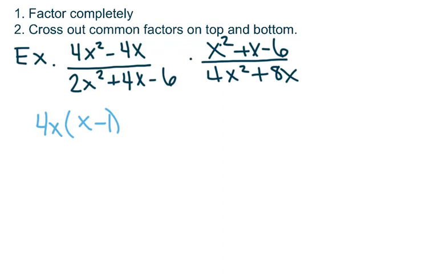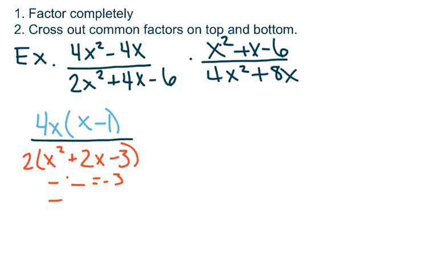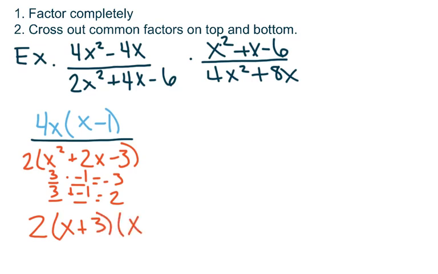Alright, and then for the first denominator, I'm going to do in red, I can automatically see that I'm going to take out a 2 GCF, so I'm going to write out what's left. And then here's that shortcut method. I need 2 numbers that multiply to give me -3, but they have to add to give me 2. So those numbers are +3 and a -1. So my bottom is a 2, an x plus 3, and an x minus 1.